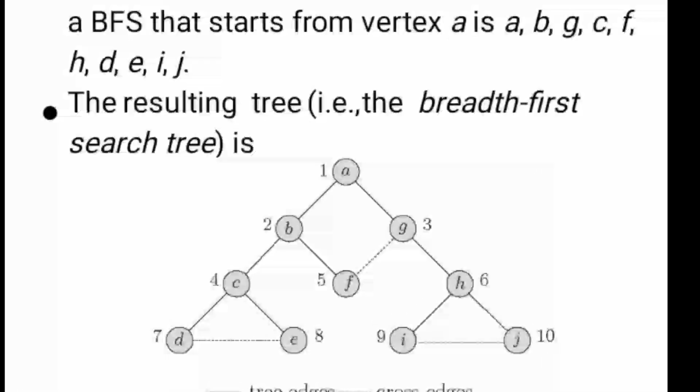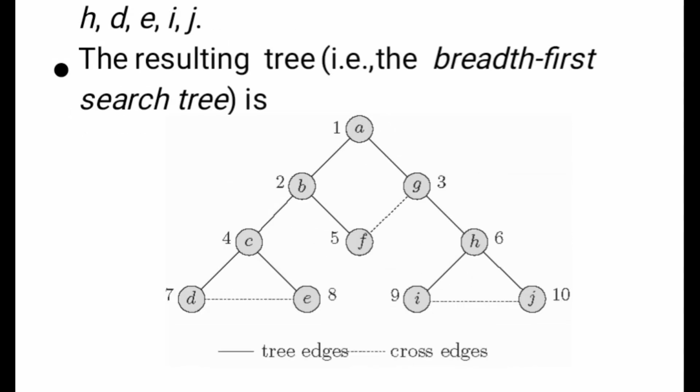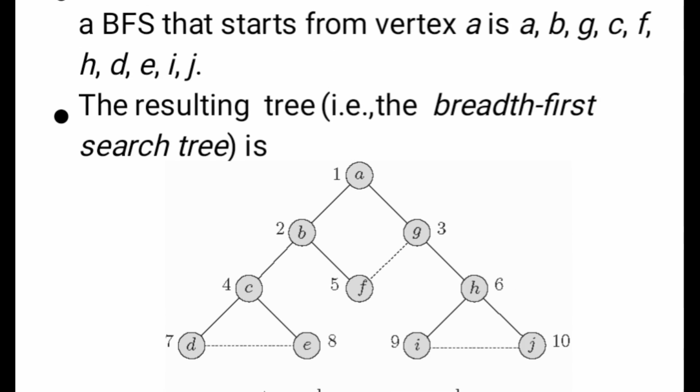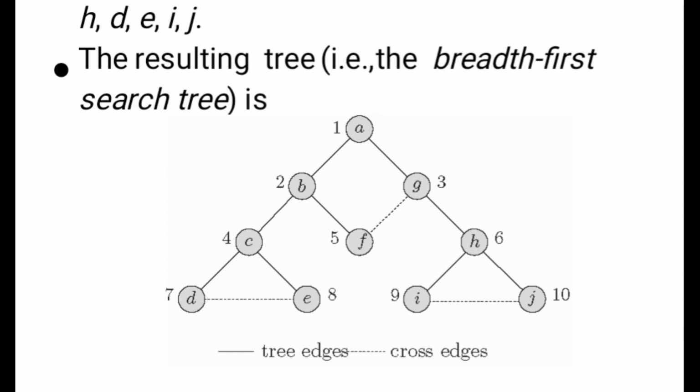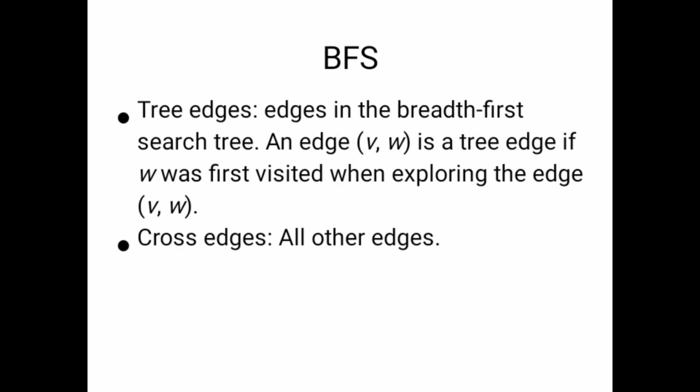You can see that the lines with dark edges are tree edges, that is, they are forming the tree. Then you are marking the cross edges here. Cross edges are the edges which are already visited, hence you are marking them with dots. So you can see here what the tree edges are, the edges in the breadth-first search tree. An edge V to W is a tree edge if W was first visited when exploring the edge V to W, and all the other edges are cross edges.